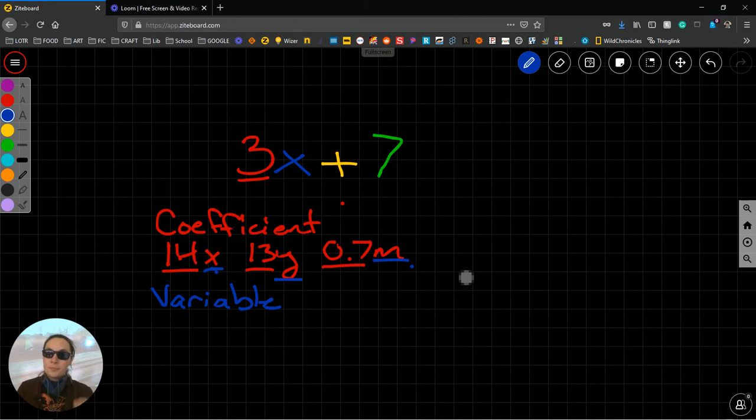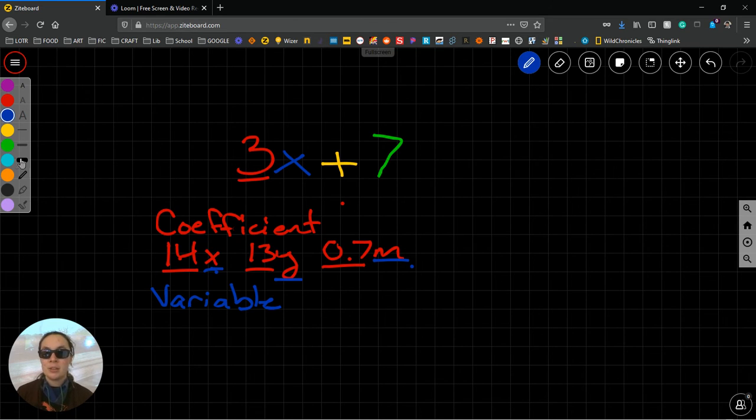Now, the plus sign has a fancy name. It's called an operator. I'm not going to write that down because it's not terribly important right now, but it's an operator. So if I ever say, what's our operator? You know, I mean an operation. You know the 4 operations. Plus is an operator.